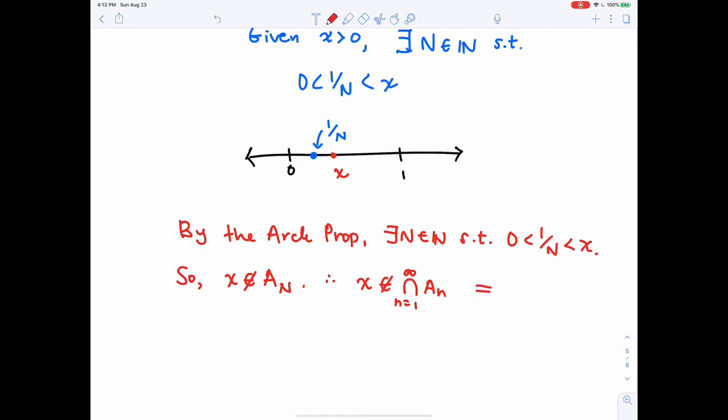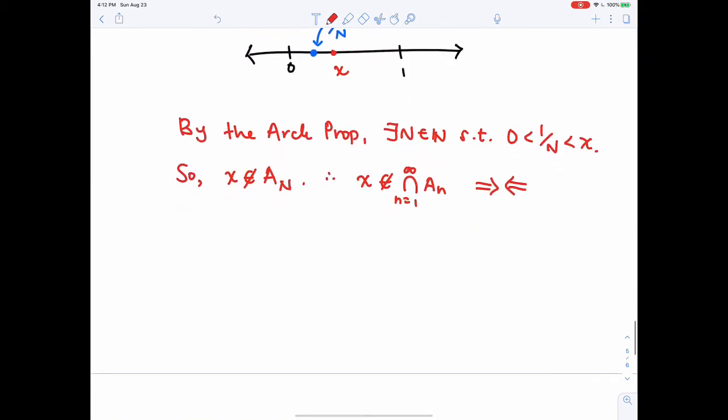So here's our contradiction. We began by saying assume x is in the intersection. We've concluded with saying x is not in the intersection. Therefore, what I can say is that the intersection is empty, because no matter what element I try to say is in there, I can argue it's not actually in there.